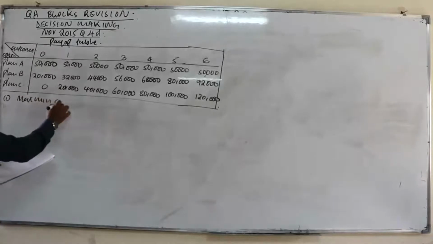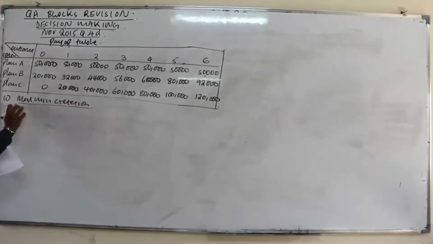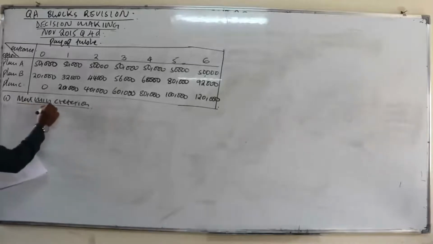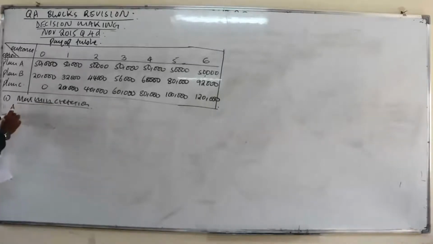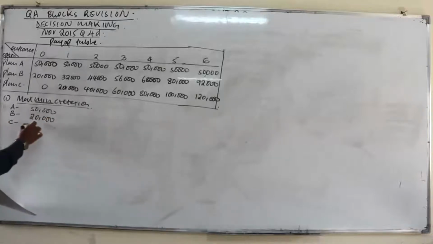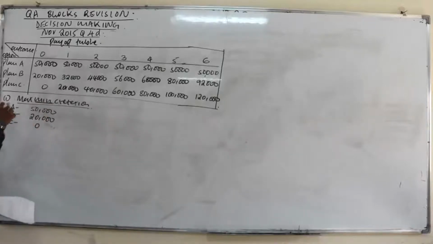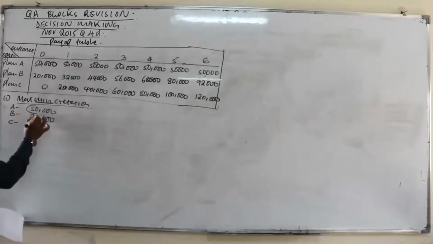Max min criterion. The max min criterion is the maximum of the minimum. So you start with the minimum. You have plan A, plan B, plan C. Using the payoff table, for plan A the minimum we have is 50,000. Plan B, the minimum we have is 20,000. And plan C, the minimum we have is 0. So we have the minimums. From the minimums, you select the maximum, and the maximum we have is 50,000.